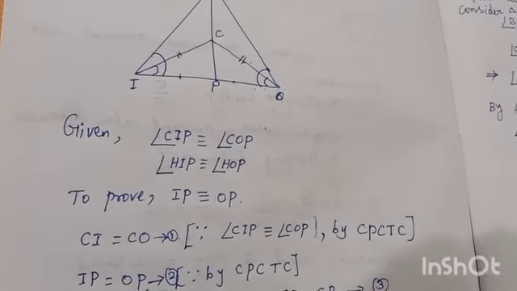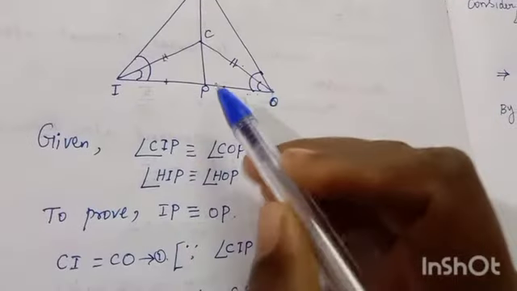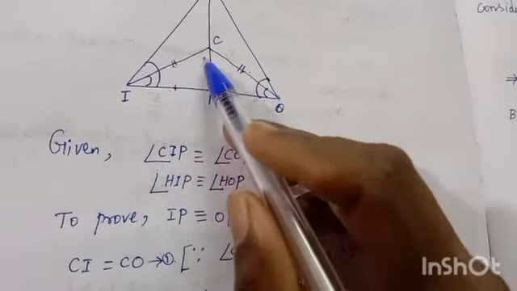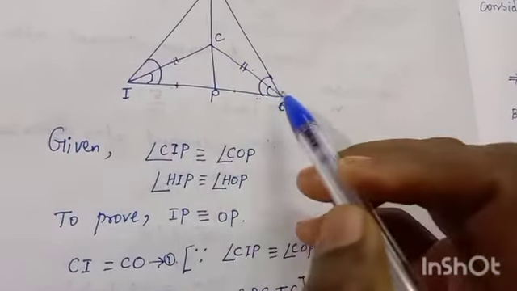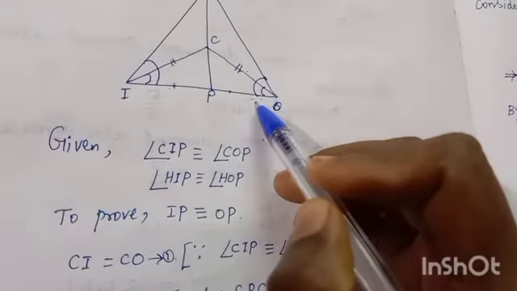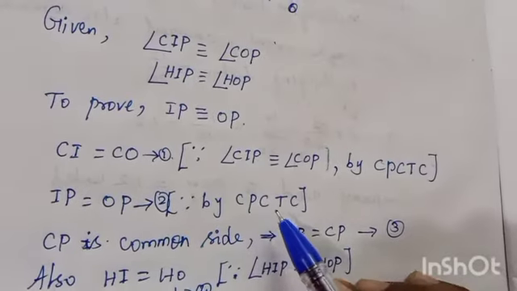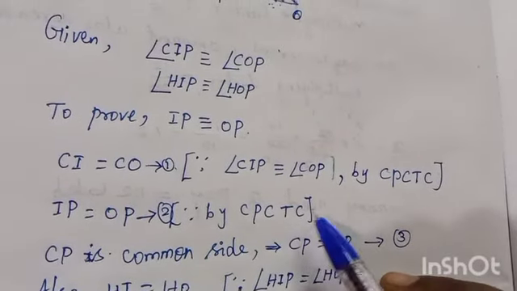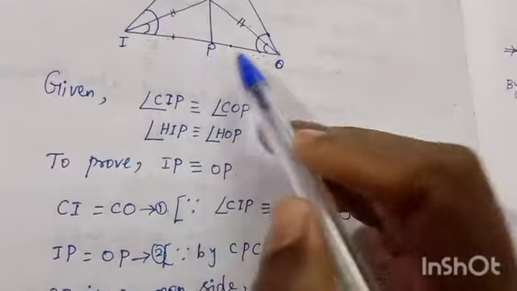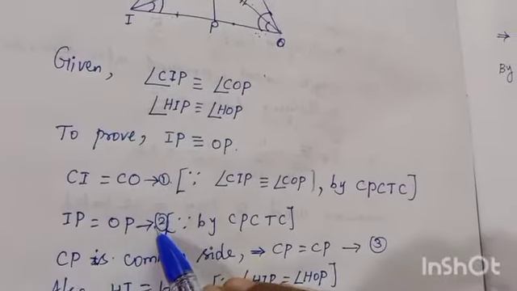Then IP is equal to OP. These two are equal because these two are corresponding parts. You have to consider these two triangles. So by this property, corresponding parts of congruent triangles are congruent, we conclude that these two are equal. Call it equation number 2.